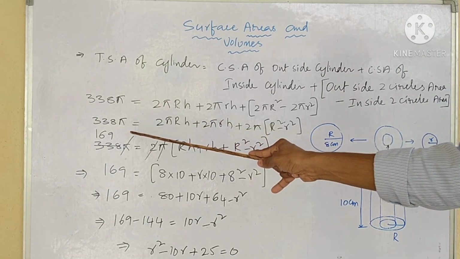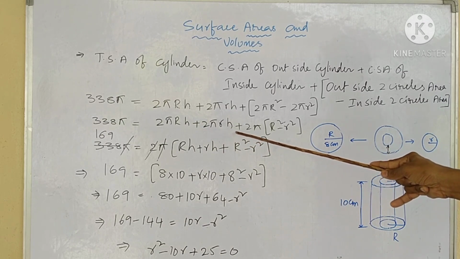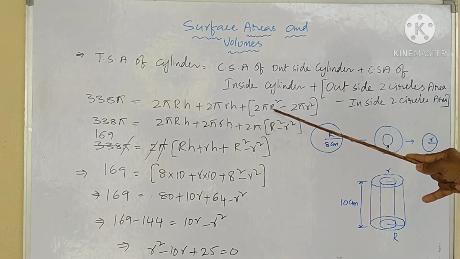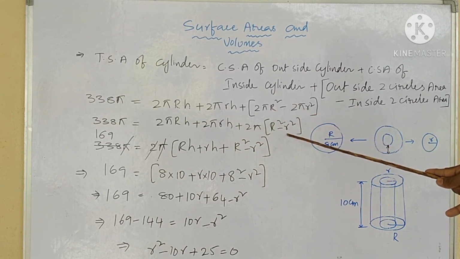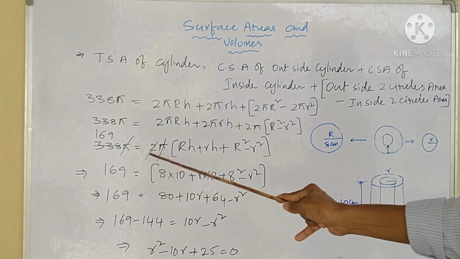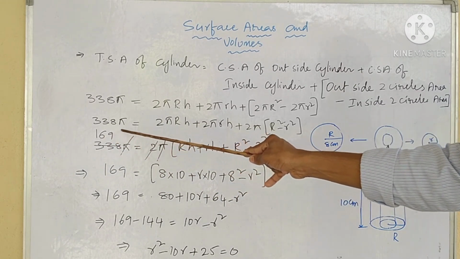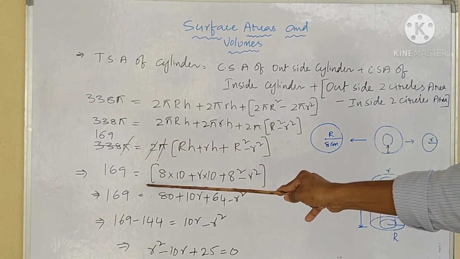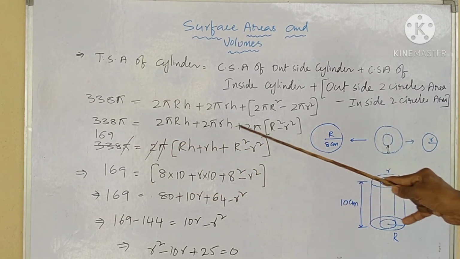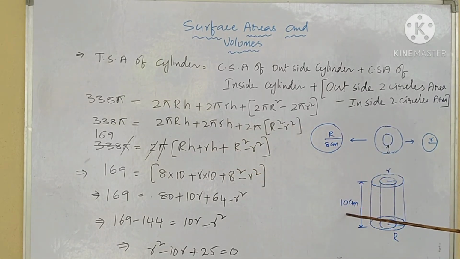So 338 pi equals 2 pi RH plus 2 pi small rH plus 2 pi into capital R square minus small r square. Here, capital R is the outside circle radius, and small r is the inside circle radius. So pi cancels. 2 times how many times divides 338? 169 times. So that equals 169.